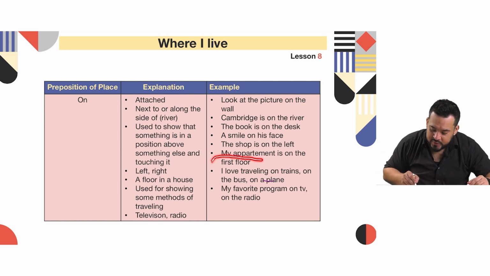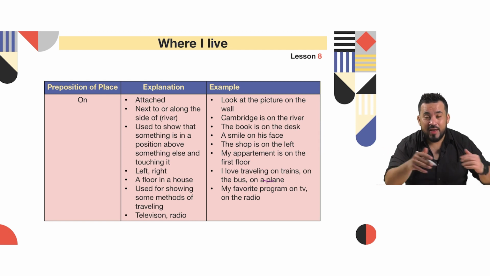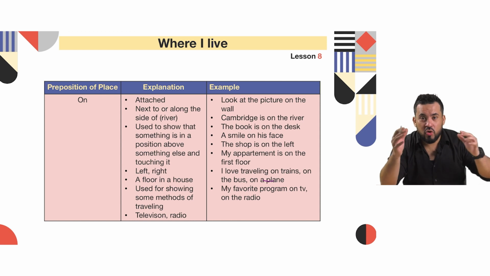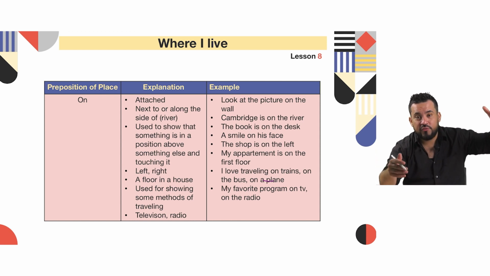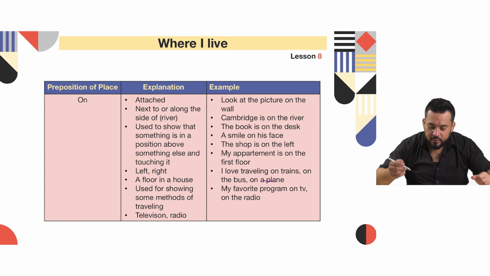My apartment is on the first floor. For floors, we always use "on". I live on the 10th floor. We don't say "in". You don't say I live in the 10th floor. You always say "on". I live on the first floor. I live on the 10th floor. My apartment is on the 2nd floor.